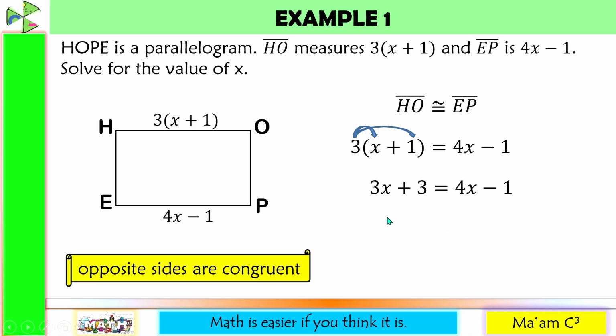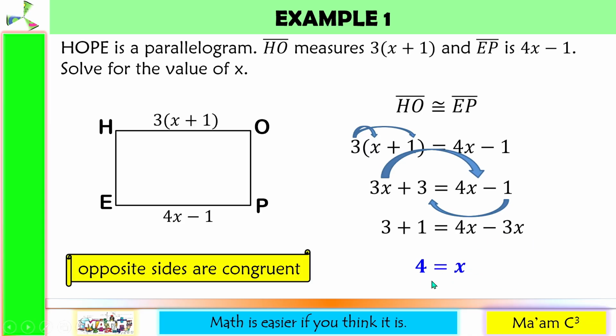Since 4 is greater than 3, let us move 3 on this side. This will become 4x minus 3x. And let us move negative 1 on this side. It will become 3 plus 1. 3 plus 1 is equal to 4, and 4x minus 3x is equal to x. So x is equal to 4.